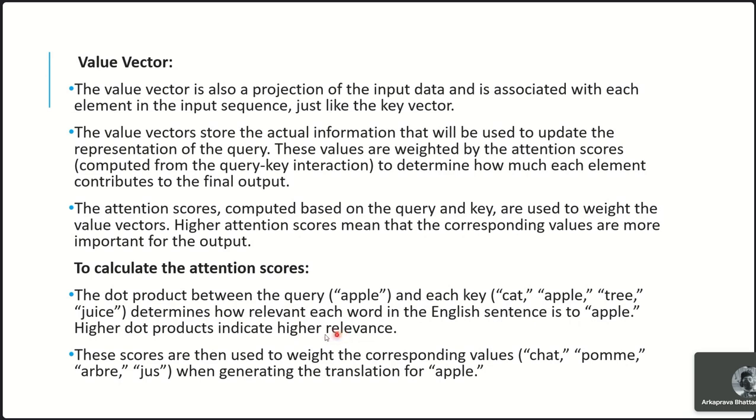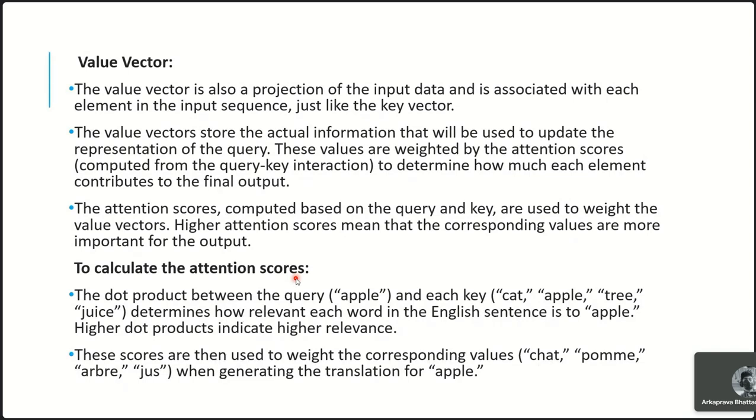Okay, so that is what I'm trying to calculate using attention scores, meaning how much relevance we have. The attention scores computed based on the query and key are used to weight the value vectors, meaning इस value vector को ज़्यादा importance देना है या कम importance देना है. Higher attention scores mean that the corresponding values are more important for the output. And this is how your attention mechanism works.